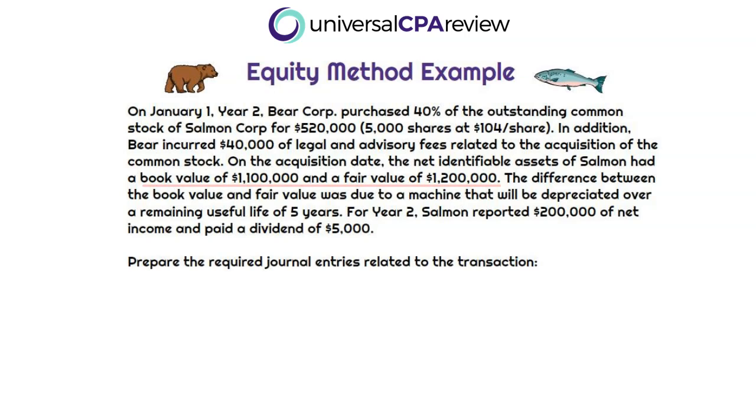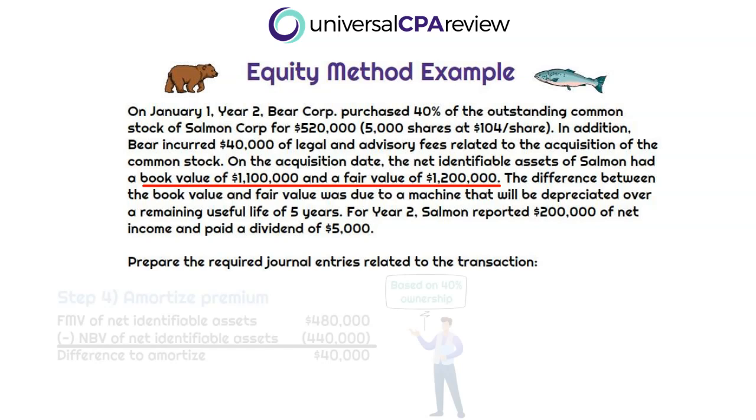Remember, if we invested in a company where the fair value was higher than the book value of their net identifiable assets, then we're having a premium that we paid, essentially. And we need to amortize that premium over the useful life of the asset it relates to. So, tricky topic, but remember in the example, it says that the net book value of the net identifiable assets was $1,100,000 and that the fair value was $1,200,000. Well, that's a difference of $100,000, but that's at 100%.